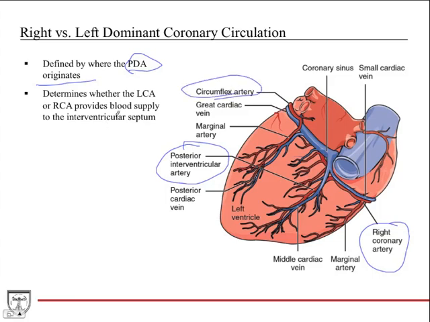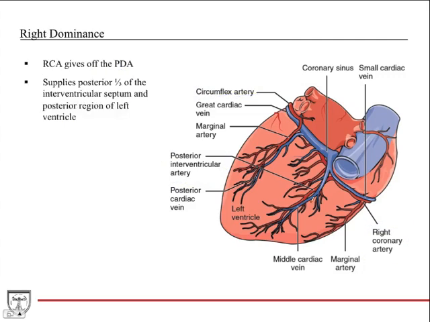And so the reason that's important is because it determines whether the left coronary artery or the right coronary artery is the primary artery responsible for the blood supply to the interventricular septum. Okay, because remember how this artery supplies the posterior 1/3. So right dominance first. This is the majority of people.